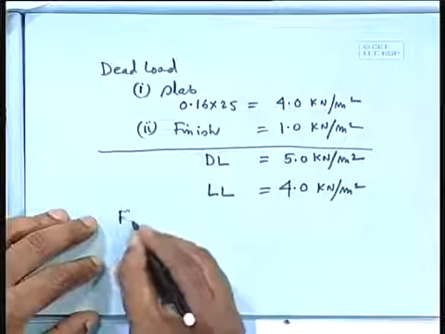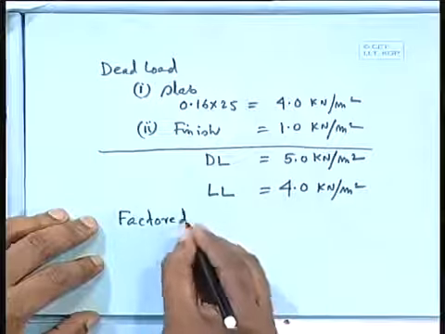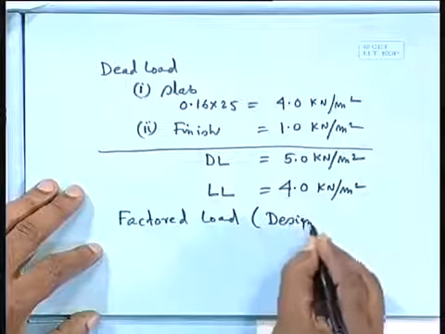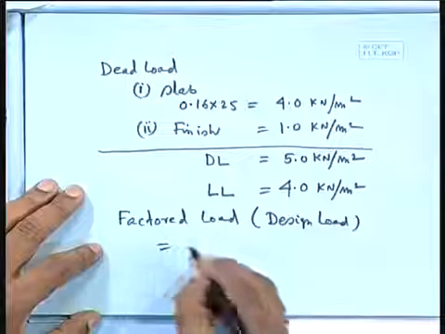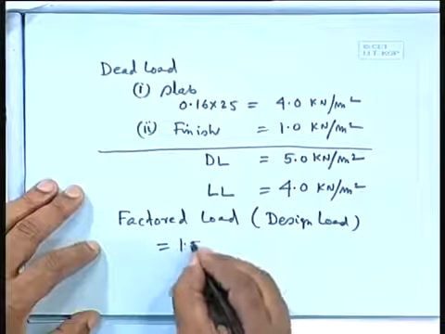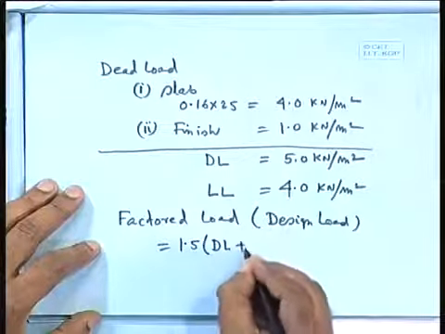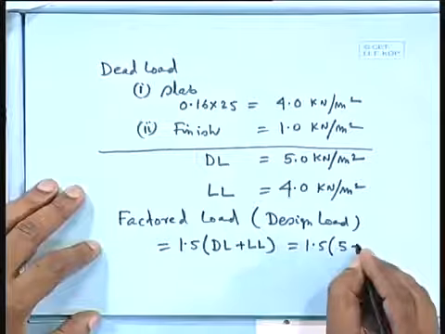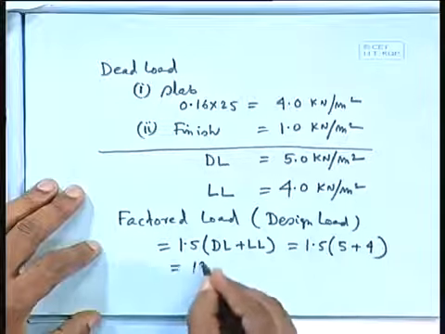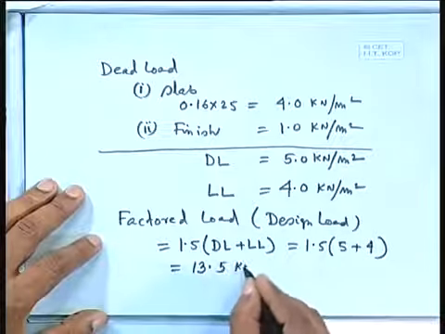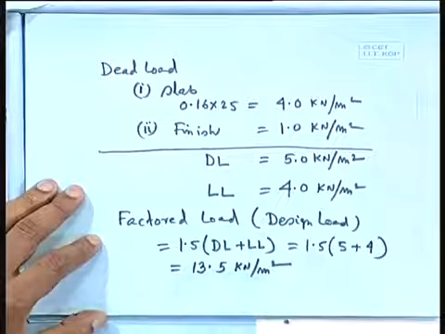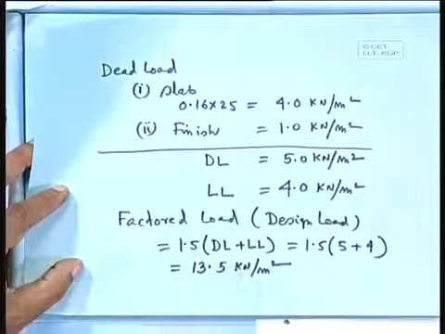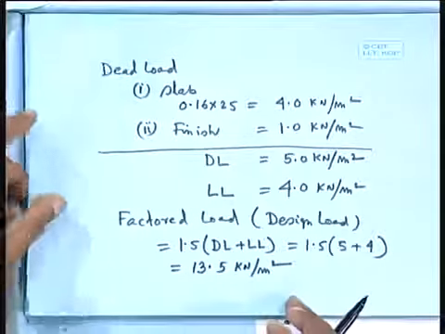So, factored load, or we call it say design load. We are taking dead load and live load only, so let us multiply with 1.5 only. So, it comes as 13.5 kilonewton per square meter. What about the effective span? So, we know factored load or design load is 13.5 kilonewton per square meter.